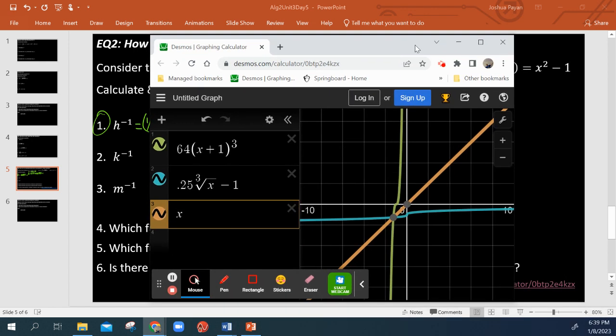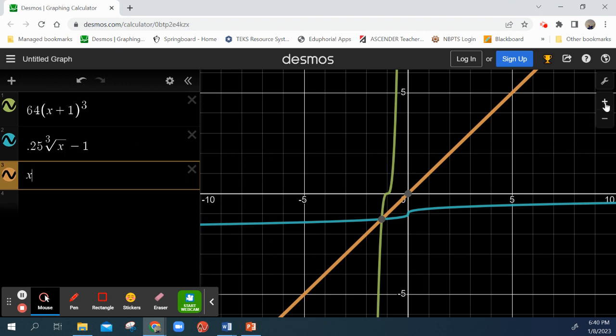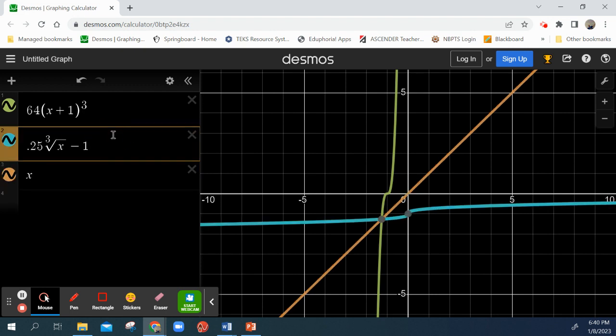Okay, so here we have it. Let's go ahead and make this larger. So we see the very clear symmetry, right? And the question is, the inverse, this guy right here in blue, is the inverse itself a function the same way that what it came from here in green was also a function? So obviously 64 times x plus 1, all cubed, that's a function. But is its inverse also a function?